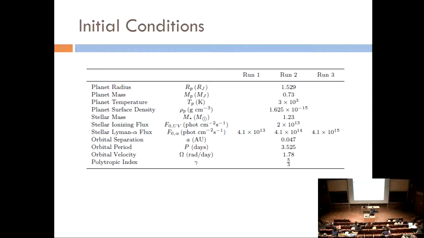In this case, as you can see here, what's common to all these runs is the radius of the planet, and it's 1.5 Jupiter radii. I remember the other one was almost twice as large as that, because computationally it was much easier to have a big puffy planet.